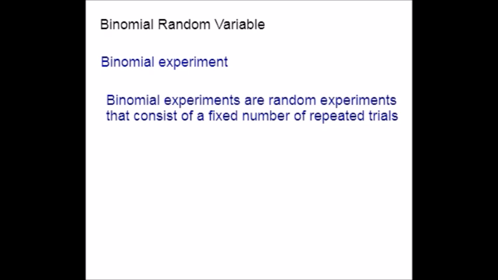Binomial experiment. So far we saw the conditions for a random experiment to be a binomial experiment. I'll just repeat it. A fixed number of n trials should be there, and each trial must be independent of the other. Each trial has just 2 possible outcomes.